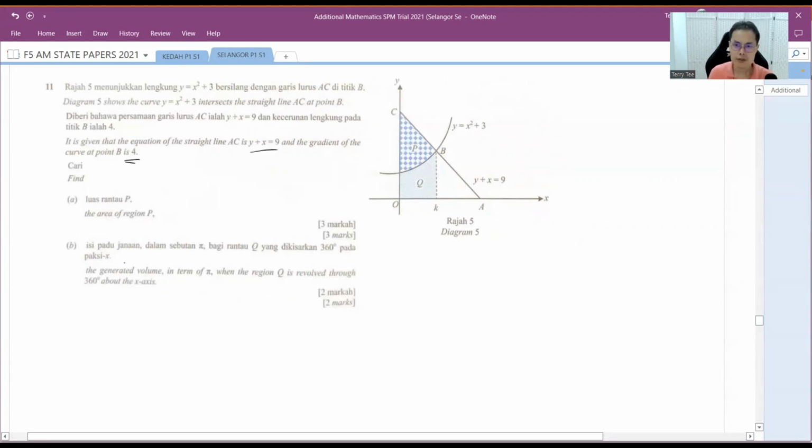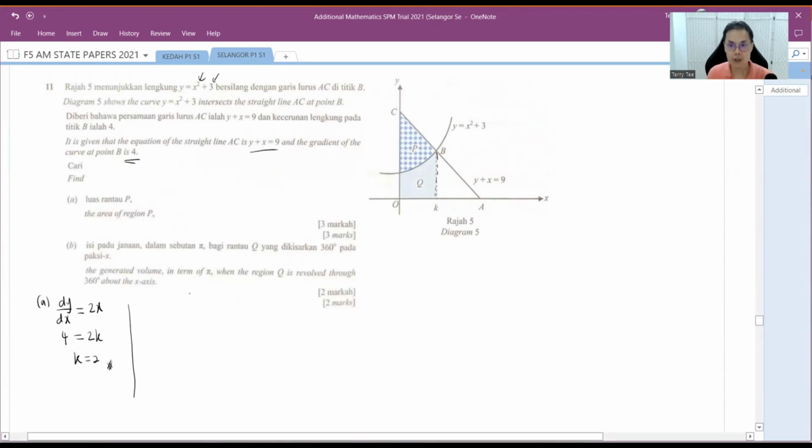Okay, to find the area of the shaded region, number one, we need to find the coordinates of point B. Now the question already says that the gradient of the curve at B is 4. So I think we can differentiate. Remember, dy/dx is the gradient of the tangent to the curve. We differentiate this, you get 2x, differentiate 3, you get 0. So at this point, the gradient is 4. We sub in your x coordinate, guys. Your x coordinate is k, so k is just 2. All right. But that's not my answer.